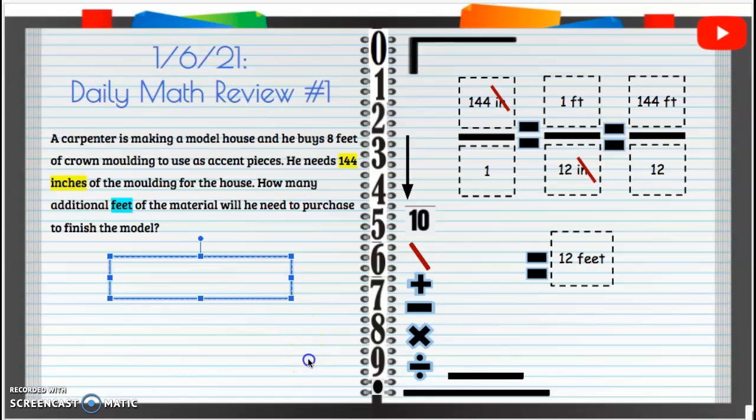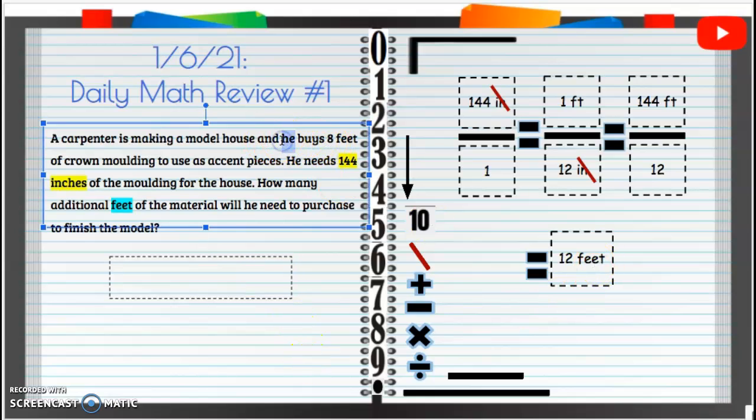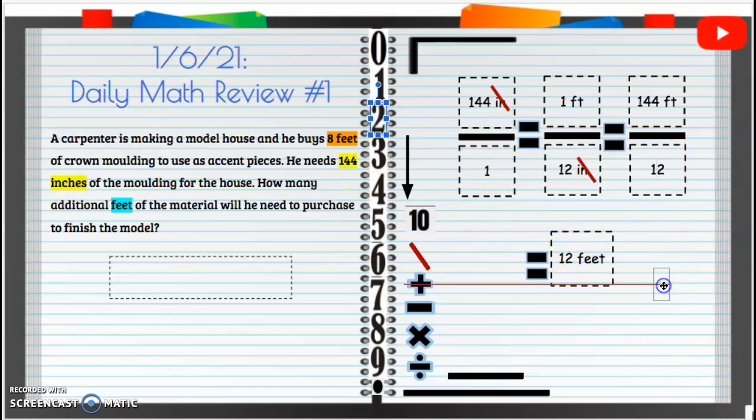First of all, he has 12 feet that he needs. But he buys 8 feet, so he already has that 8 feet. So we're going to do 12 minus 8 here. 12 minus 8 is going to give us 4, because 8, 9, 10, 11, 12.